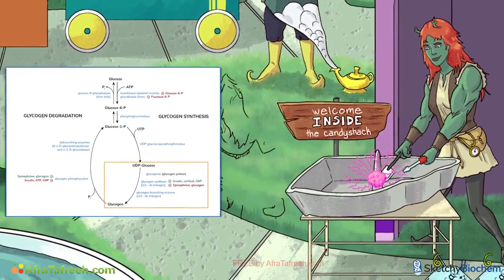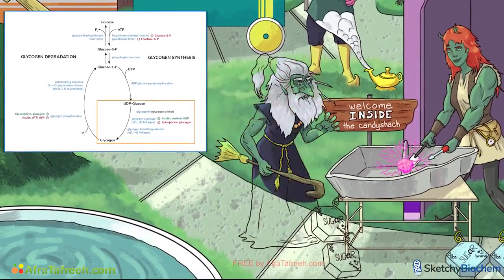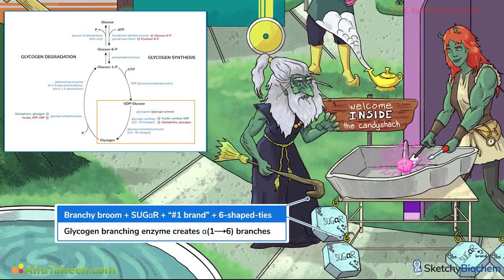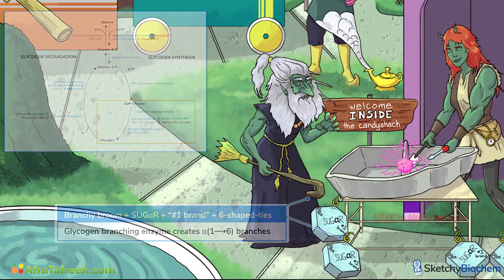We are almost done making glycogen. In the last step, glycogen branching enzyme removes alpha-1,4 linkages from approximately every 7th glucose residue and creates alpha-1,6 branches to condense glycogen. The warlock carrying a branchy broom is glycogen branching enzyme. Note the 6 shaped ties hanging from the sugar bags to help you remember alpha-1,6 branches.